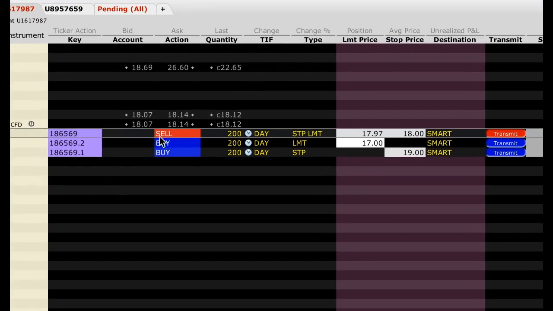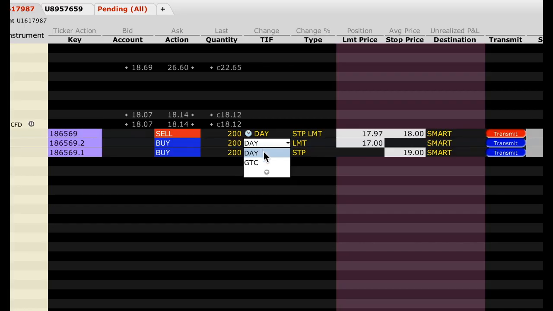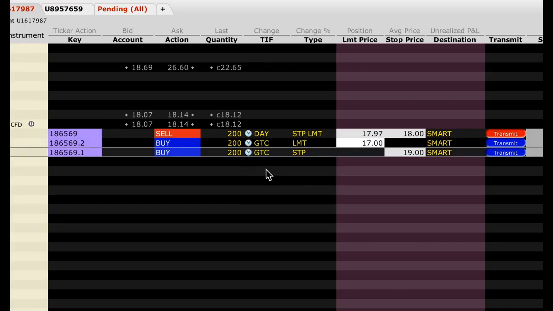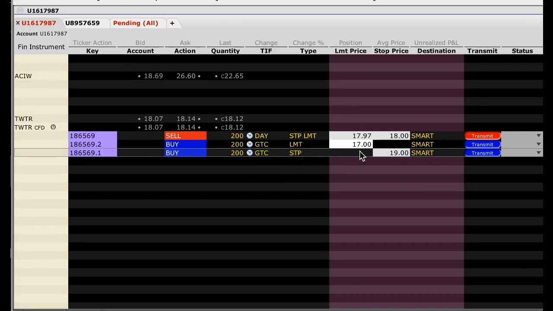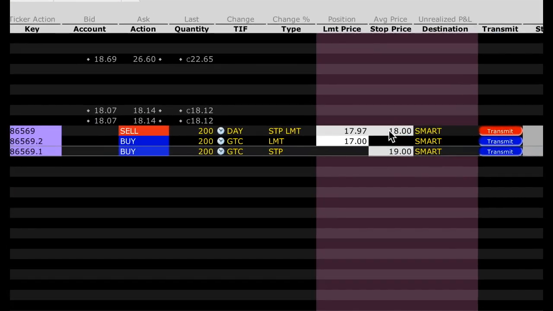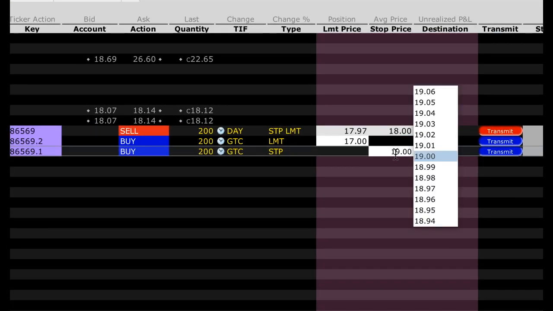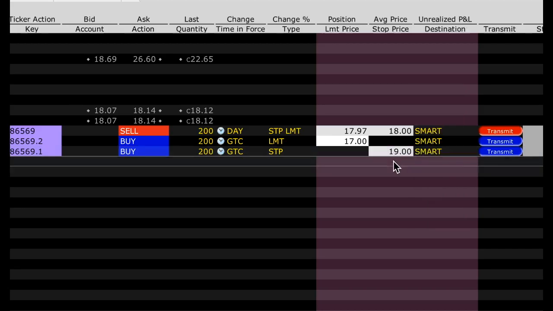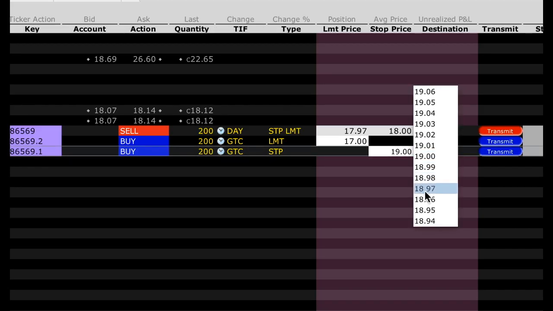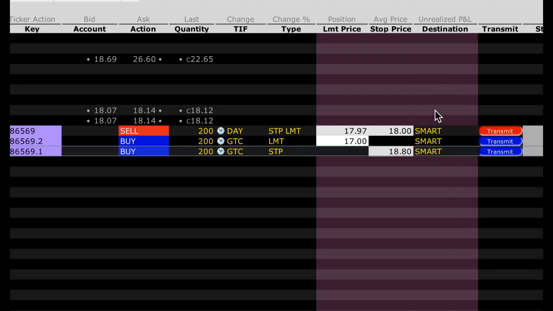So when you're short selling, you have two buy orders. This is your take profit, and that's your stop loss. Again, this has to be good till cancel, GTC. So I'm going to short it at 18. If it goes up to, for example, 18.80, I'm going to buy it back and take a loss.